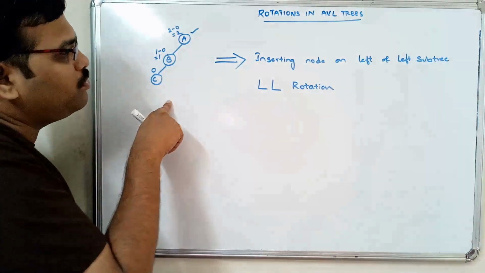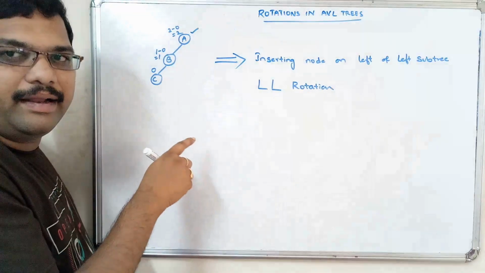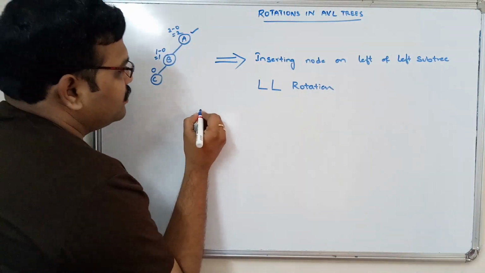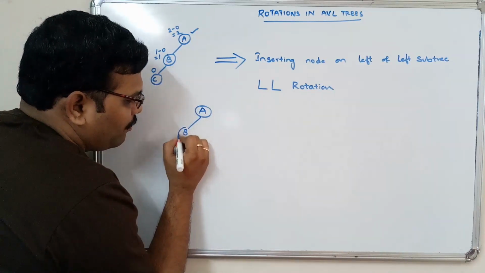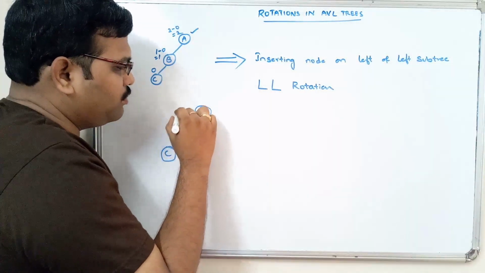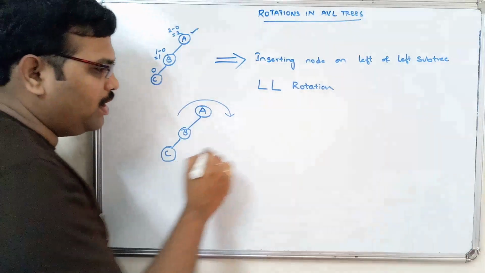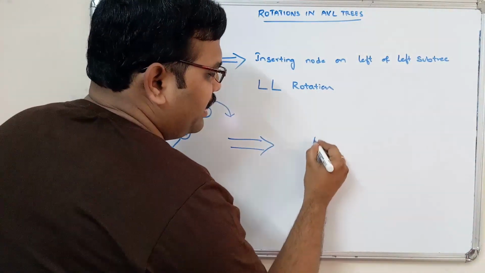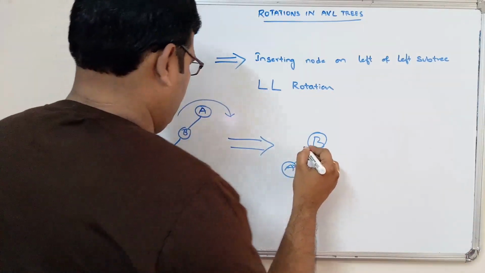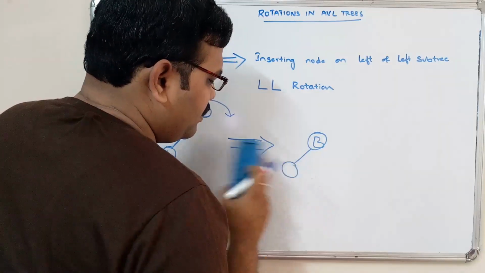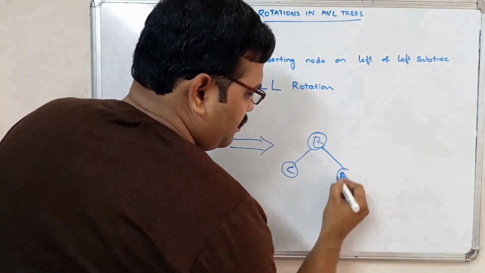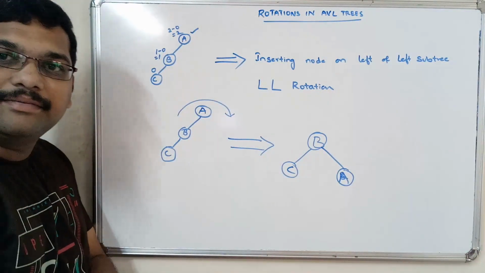Now we have to rotate towards the right. For this condition we have to rotate towards the right. In order to keep this tree balanced, we have to rotate it towards the right. So after rotation towards the right, we'll get B as a root node, C as a left child, and A as a right child.